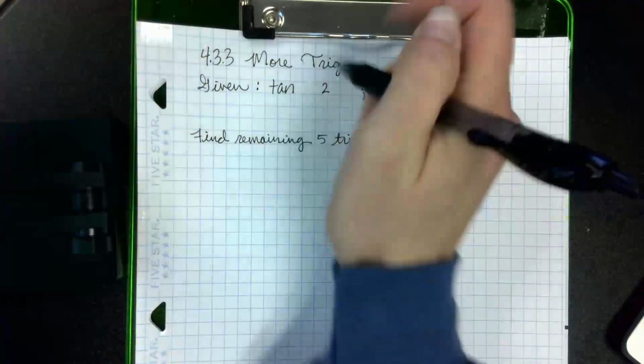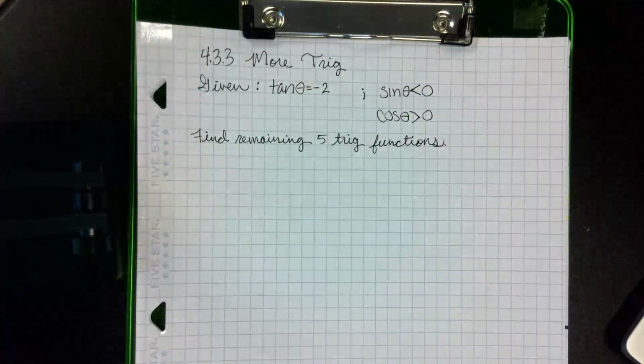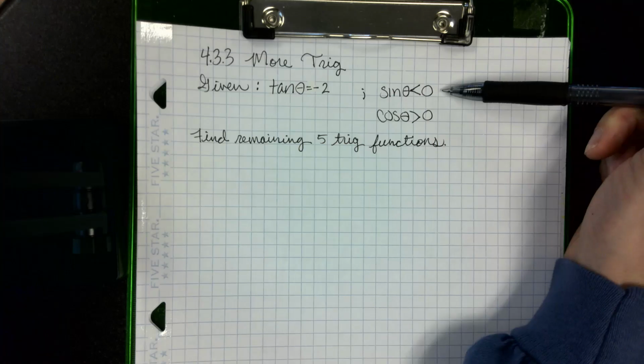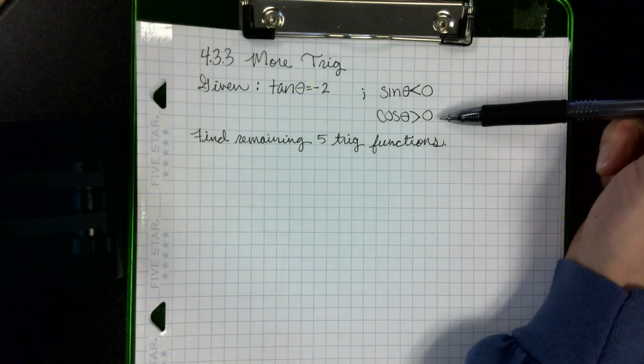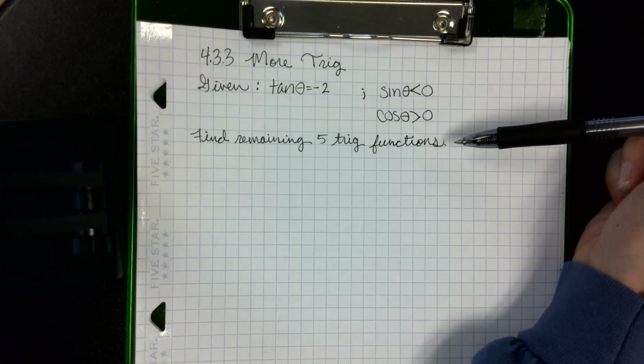Tangent theta equals -2. That's your given. You're also given that sine theta is less than 0 and cosine theta is greater than 0. And told to find the remaining 5 trig functions.